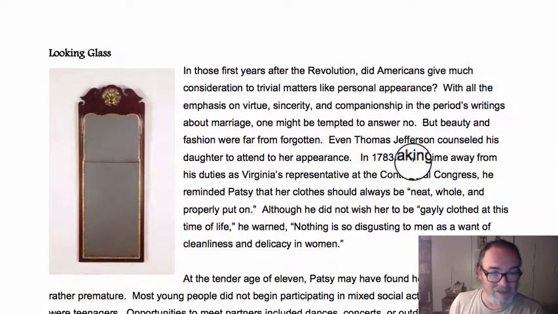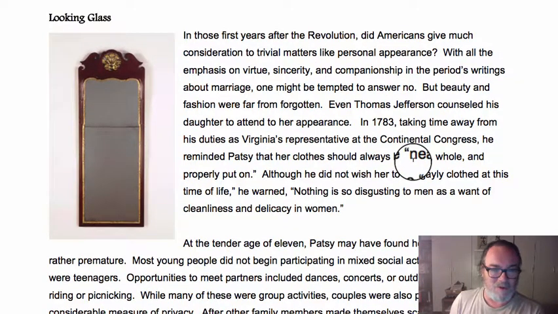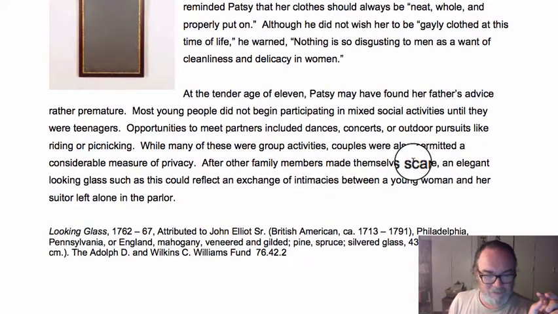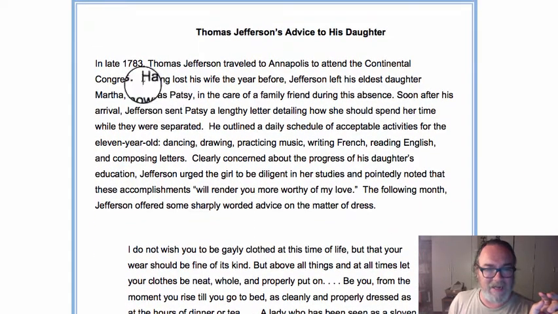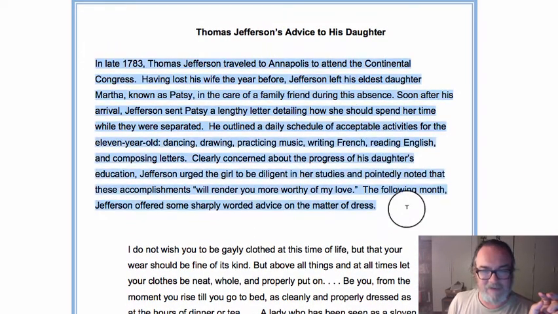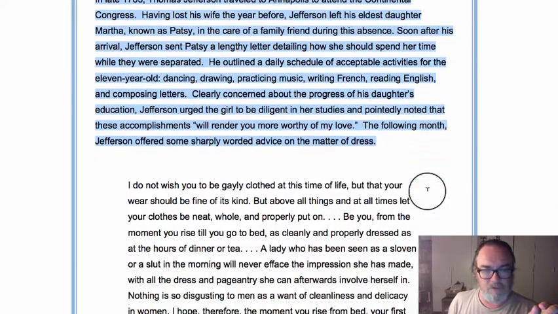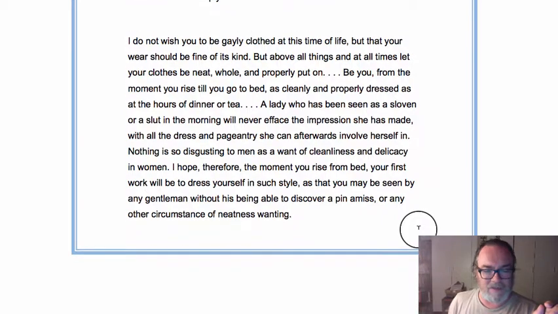A looking glass, another example of material culture. What could you do here with this mirror and some of the discussions that go on in the contrast about appearance and fashion and the emphasis on the material? And then we have a little excerpt from Thomas Jefferson. And again, this is the secondary material introducing the artifact, although it includes some quotes from the original artifact. And then here's the artifact itself.